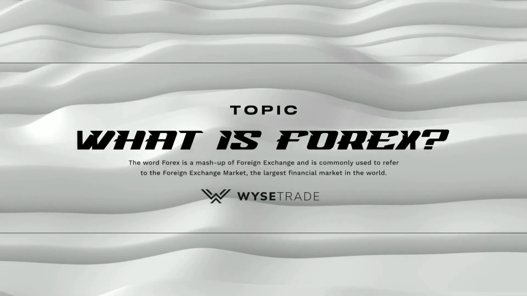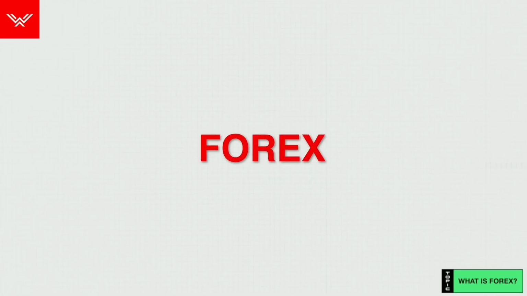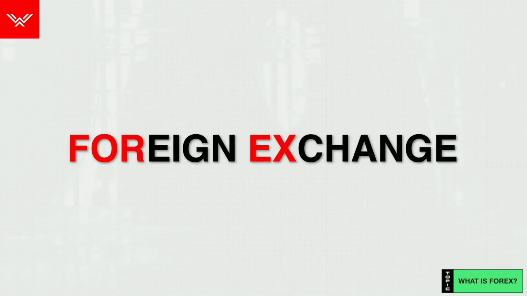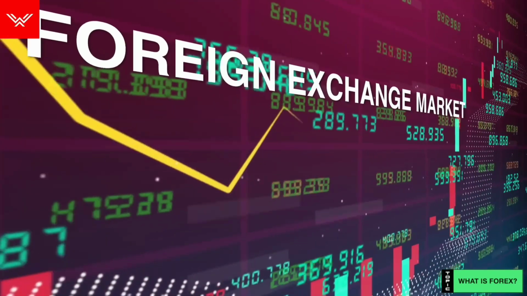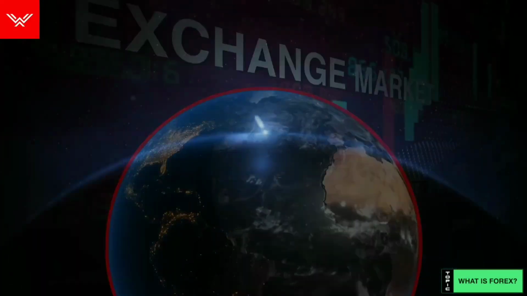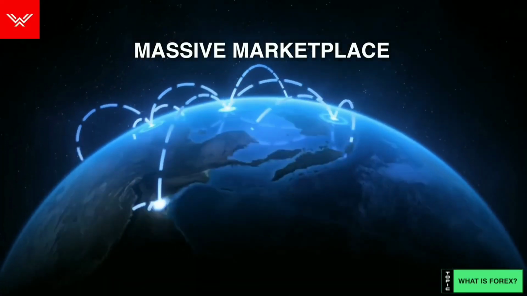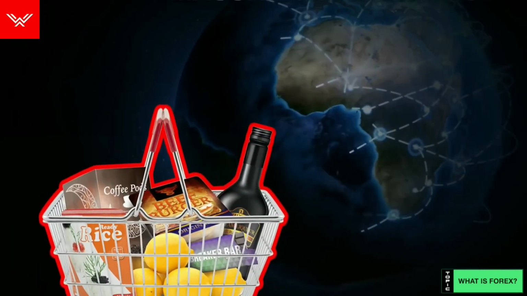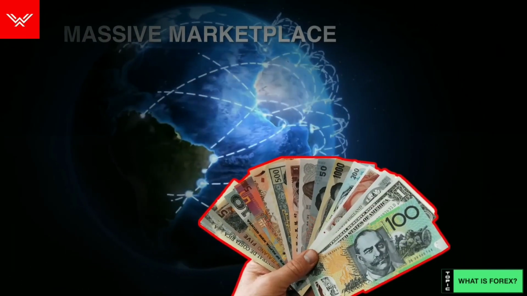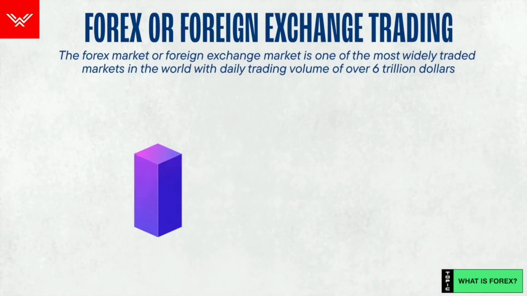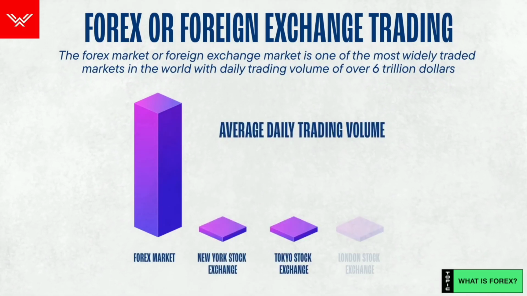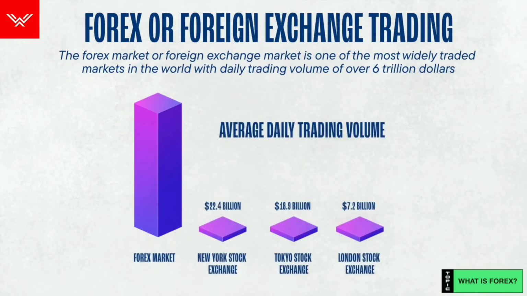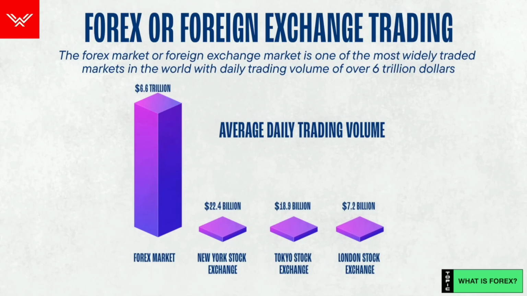So what is Forex exactly? The word Forex is a mashup of foreign exchange and is commonly used to refer to the foreign exchange market, the largest financial market in the world. Picture a massive marketplace trading across all the corners of the globe. But rather than having goods on sale, this market trades in global currencies. The Forex market, or foreign exchange market, is one of the most widely traded markets in the world, with daily trading volume of over $6 trillion.